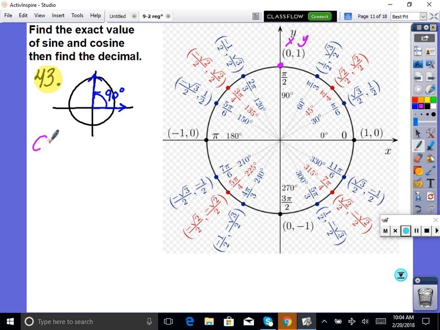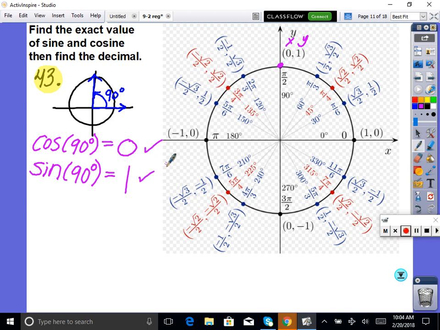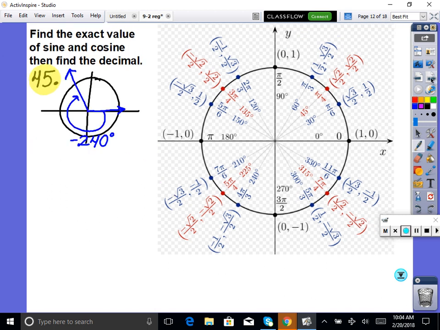You say the cosine at 90 degrees is equal to 0. The sine at 90 degrees is equal to 1. And if you type it into your calculator, cosine of 90 and hit enter, you'll get 0. If you type in sine of 90 and hit enter, you'll get 1. It's just that the unit circle allows us to do it without a calculator. Everybody good? Okay. Pretty easy stuff. Okay, let's do another one.